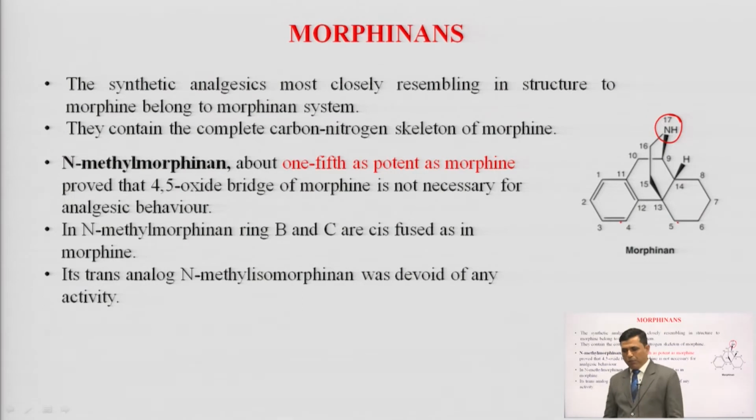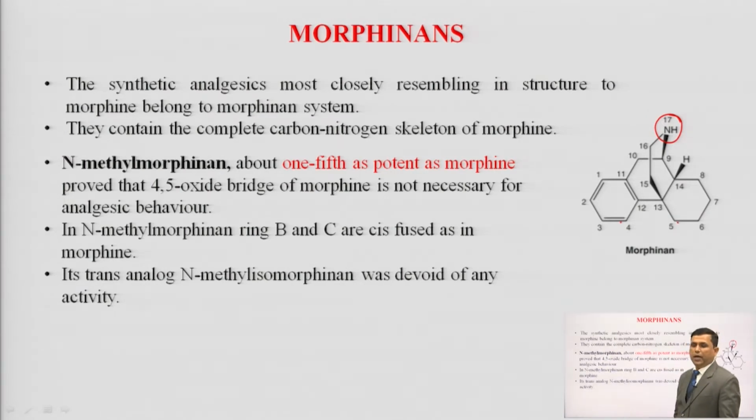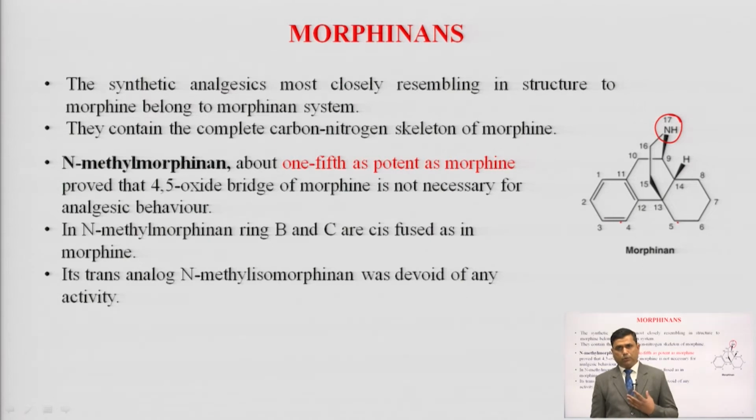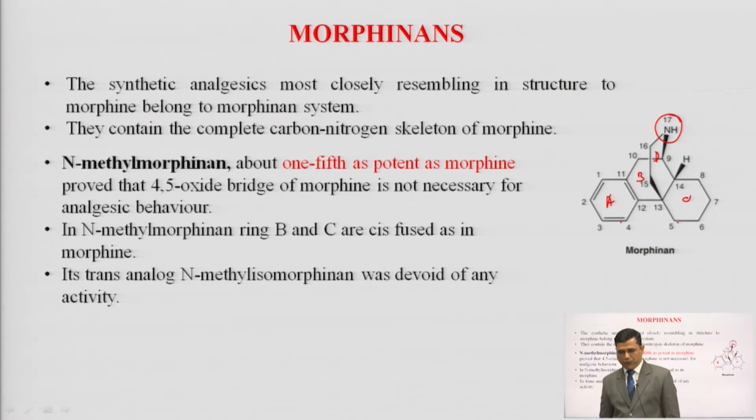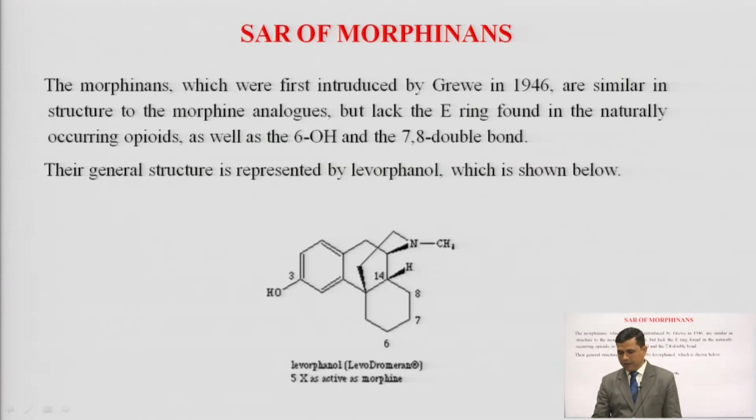N-methyl morphinan is about one-fifth as potent as morphine, which proves that the 4,5 epoxy bridge of morphine is not necessary for the analgesic activity of the morphinan system. There are only 4 rings, A, B, C and D, and B, C are cis fused as in morphinan. The trans analog of N-methyl morphinan is devoid of any activity.